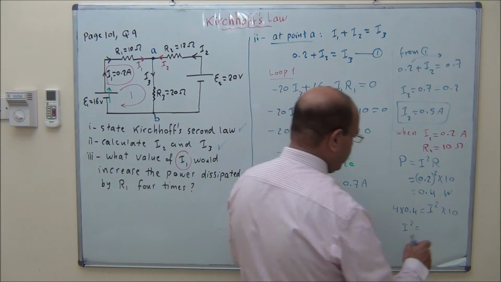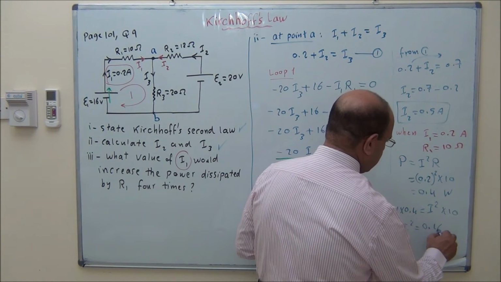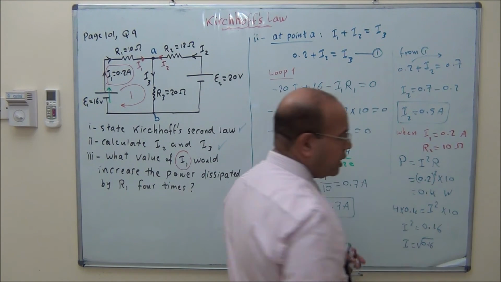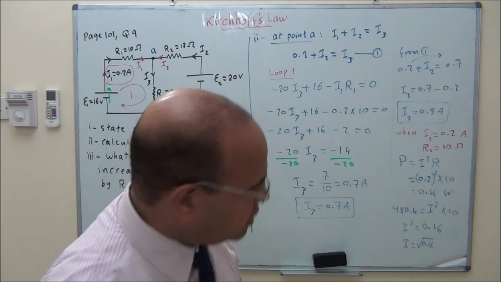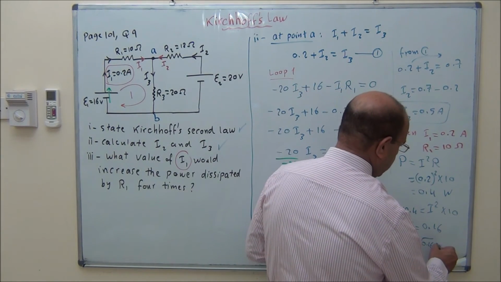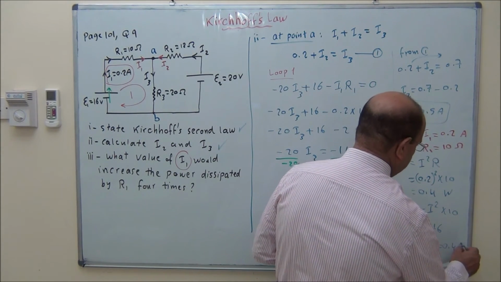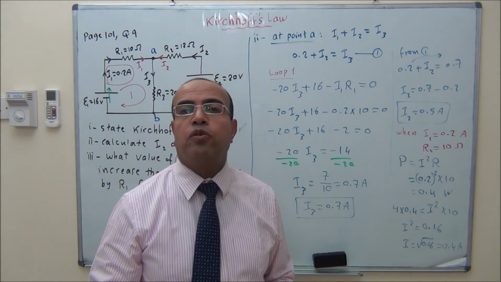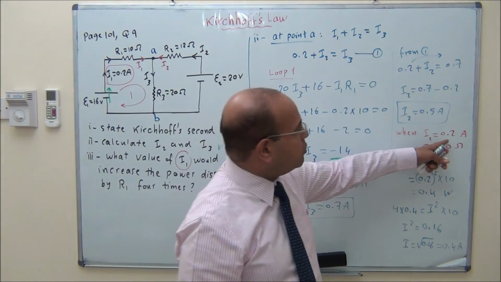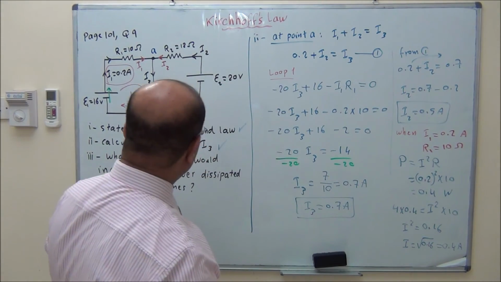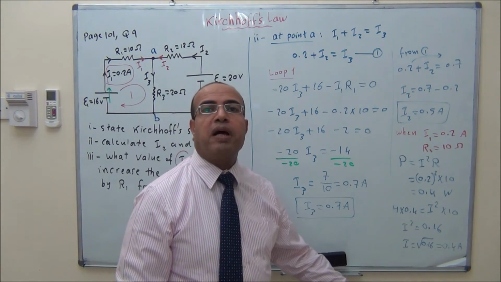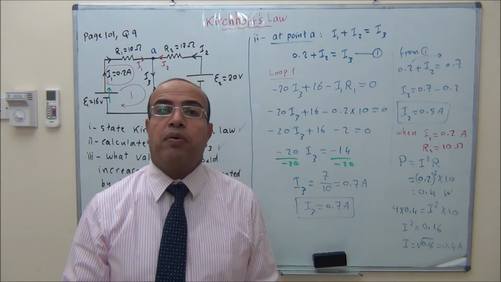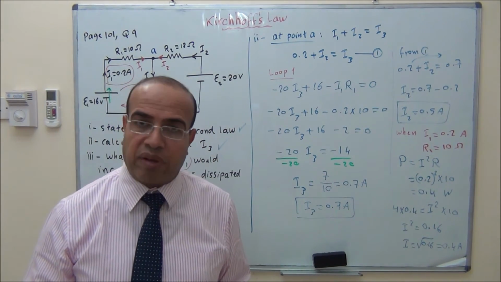So I squared is 0.16. So I equals the square root of 0.16. Square root of the answer, it is 0.4 ampere. So the current must be increased by 0.2 because the old one is 0.2 and the new one will be 0.4 ampere. So if the current is 0.4 ampere, the power increased by 4 times.